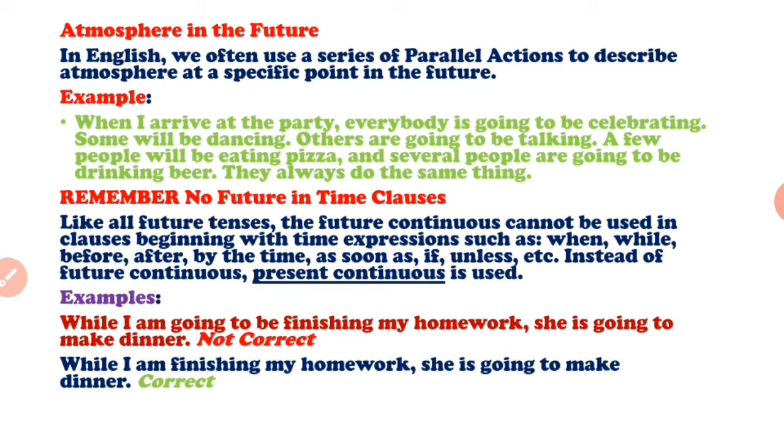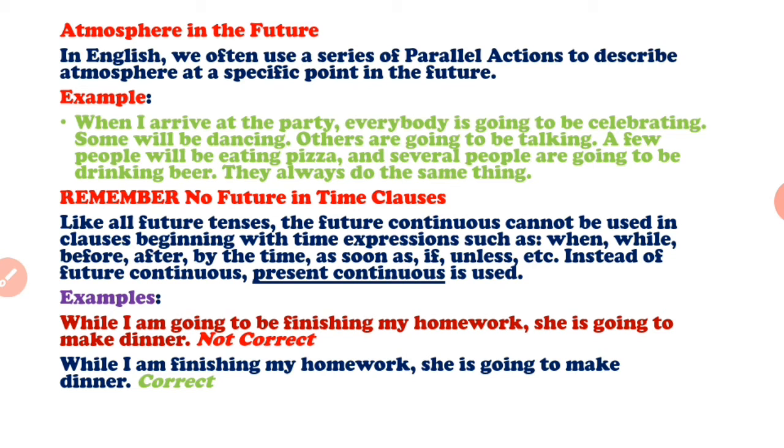Atmosphere in the future. In English, we often use a series of parallel actions to describe atmosphere at a specific point in the future. Examples: when I arrive at the party, everybody is going to be celebrating. Some will be dancing, others are going to be talking. A few people will be eating pizza, and several people are going to be drinking beer. They always do the same thing. Students, here we can check there are so many actions which are happening at the same time.